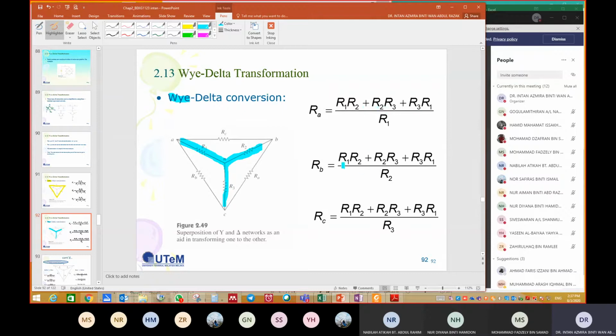So the upper side of this division is the same for B and C, divided by R1. R1 is the resistance that is opposite to RA. Same goes for RB. The lower side is R2. R2 is the resistance that is located opposite to RB. RC here, R3 here. R3 is the resistance that is opposite to RC.